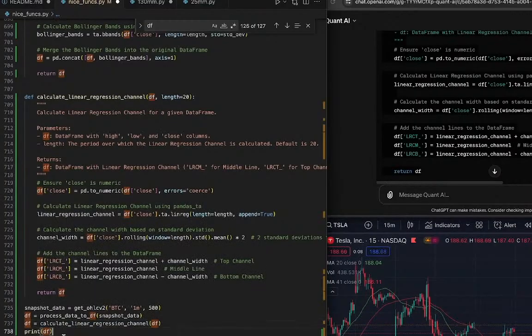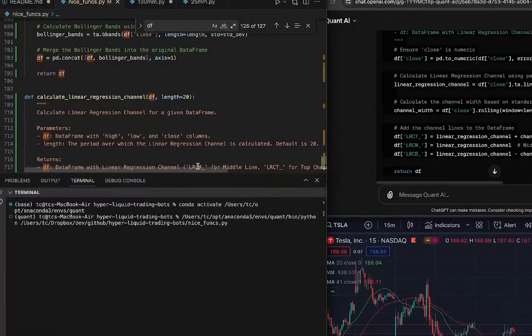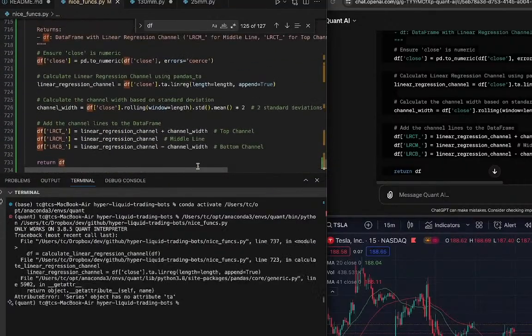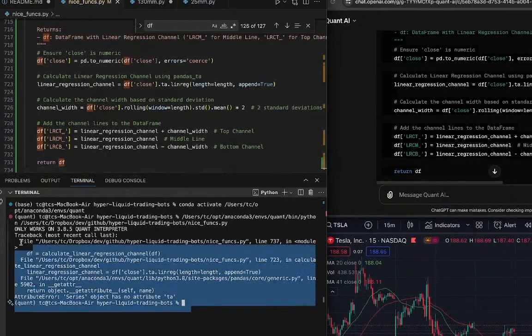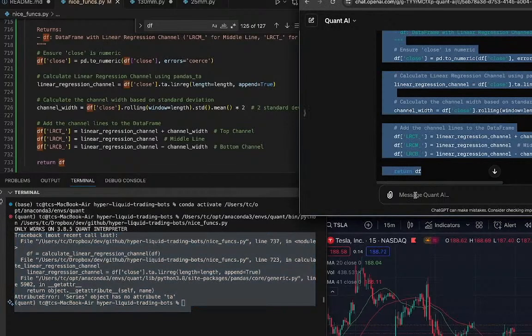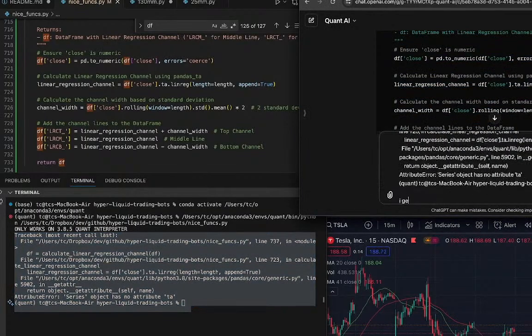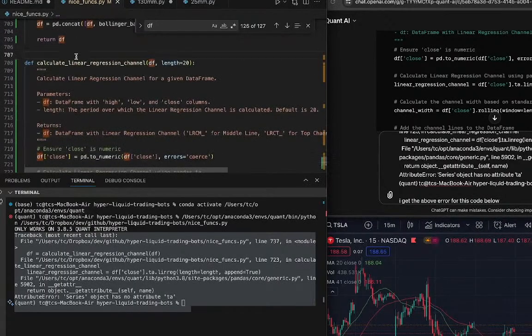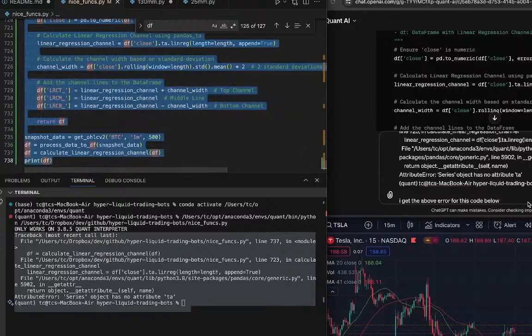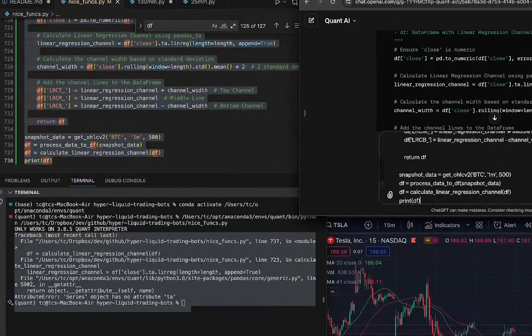So let's see if we can get these linear regression channels here. I didn't even look at the code. I should have. You can see this gets an error here. So I get the above error now for this code below. This is the linear regression code you gave me a little bit ago.